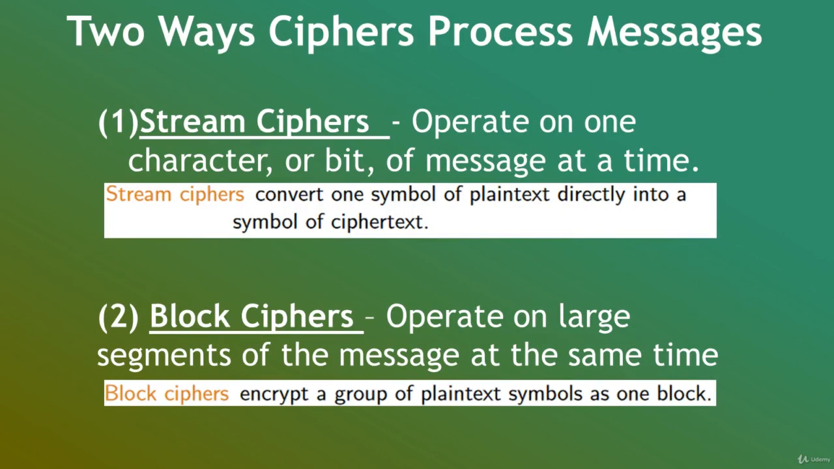There are two ways ciphers process messages. The first way is stream ciphers. Stream ciphers operate on one character or bit of message at a time. Stream ciphers convert one symbol of plain text directly into a symbol of ciphertext. The other method is block ciphers. Block ciphers operate on large segments of the message at the same time. Block ciphers encrypt a group of plaintext symbols as one block.